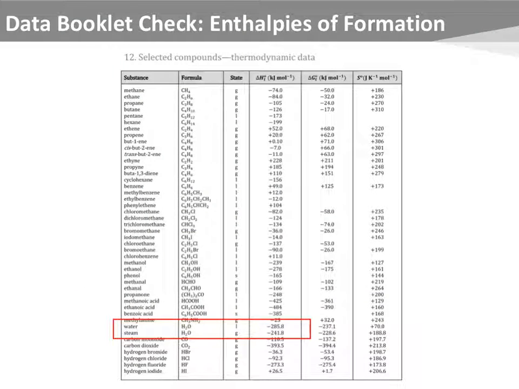Our data booklet gives us enthalpies of formation in table 12. Who knew? Look what we got here. We have water and we have steam. Water as a liquid, water as a gas, different values. A number of different substances, but the state is given here. We also have delta G and we have S. We'll come to these later.